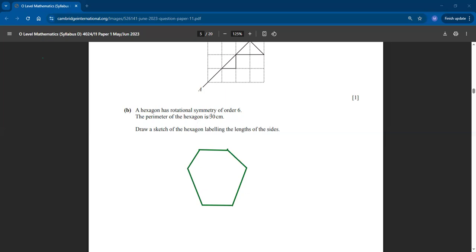And then it has a perimeter of 30. That means 30 divided by 6 is 5. That means one side is 5 centimeters long. So 5 centimeters, 5 centimeters, and so on. I'll just label all the lengths. They're all going to be 5 centimeters. Now, it does not mention here that this is a regular hexagon. A regular hexagon is one that has all equal sides. But obviously, we'll just assume that this is a regular hexagon.